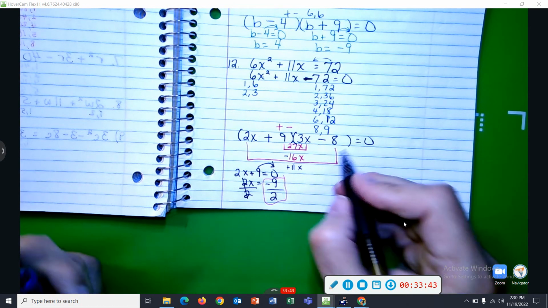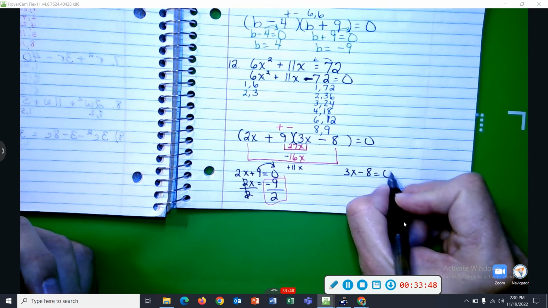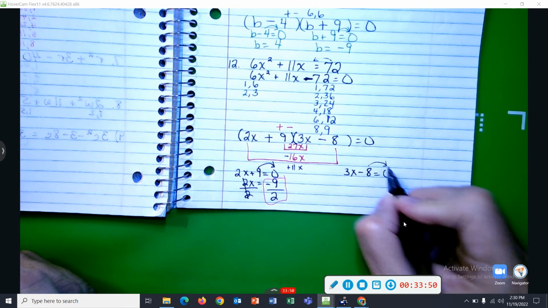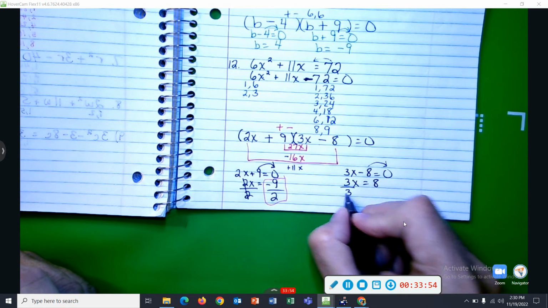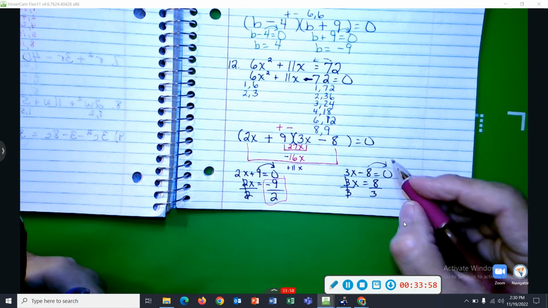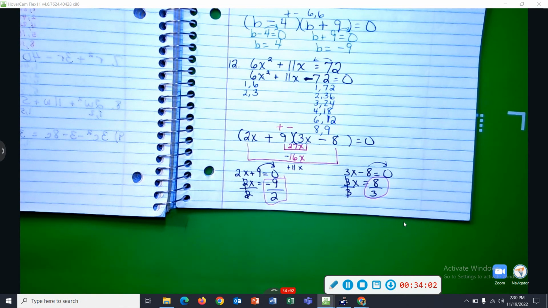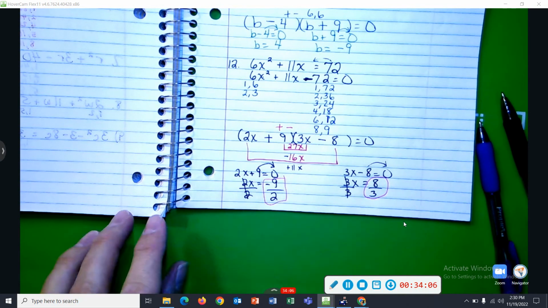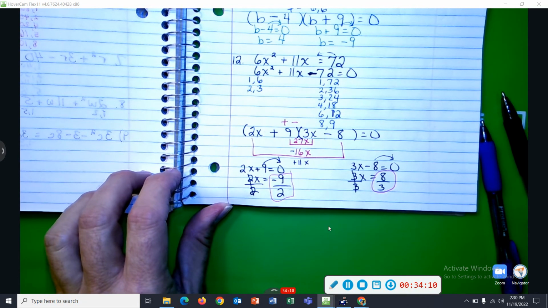And what's the other one? When I set 3x minus 8 to 0, I move the 8 over and then divide by 3 to get 8 over 3. So negative 9 over 2 and positive 8 over 3. I sort of had to write small to get it all out on that page.